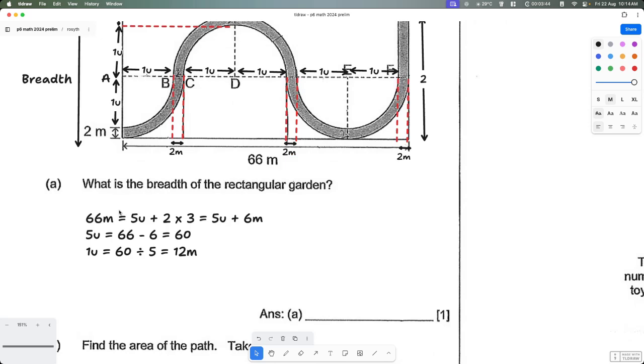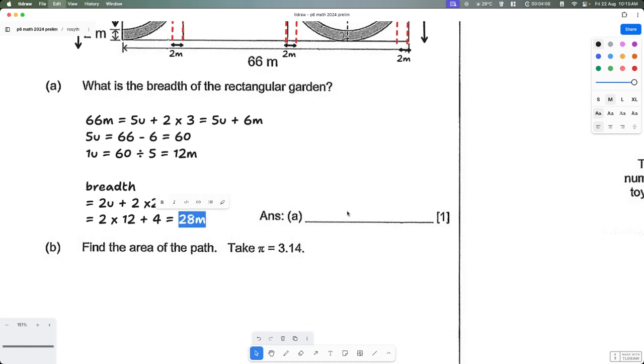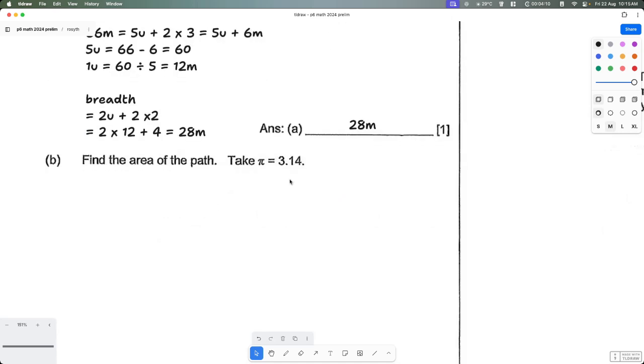So we know the breadth, all right? The breadth is equal to 2 units plus 2 times 2. In this case, this would become 2 times 12 plus 2 times 2, and this will become 24 plus 4, 28 meters. So the breadth is 28 meters in this case. Right. Let's move to the next question.